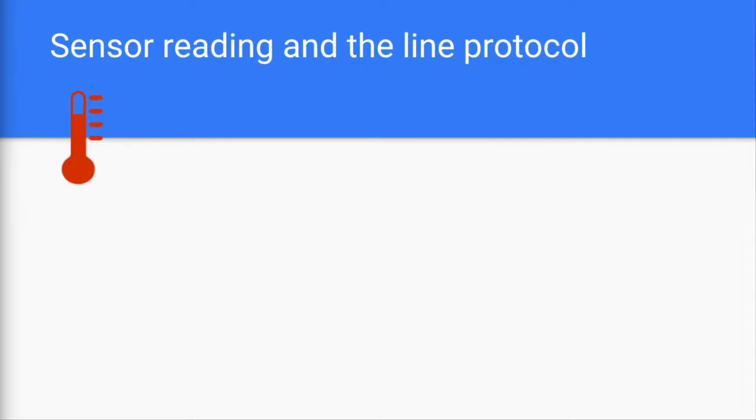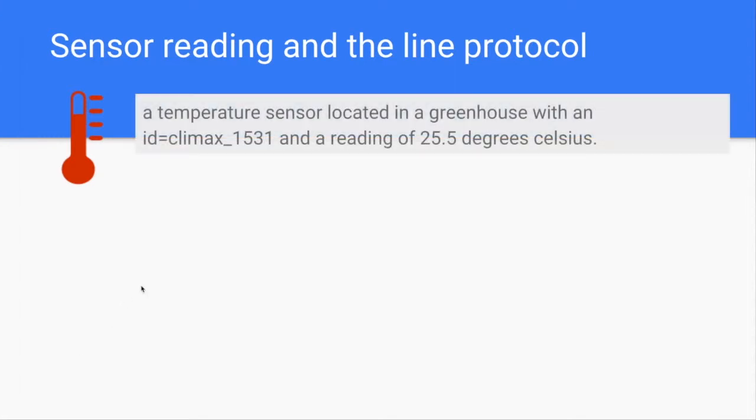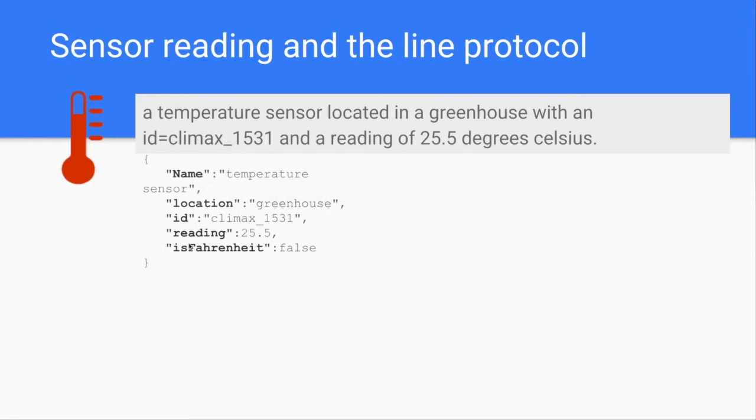Well, so let's understand InfluxDB schema design and the line protocol. The scenario tells us that we have a temperature sensor located in a greenhouse with an ID and a reading of 25.5 degrees Celsius. As a JSON object, it would look like this. This scenario data is perfect for InfluxDB, but Influx doesn't accept JSON. It uses the line protocol.